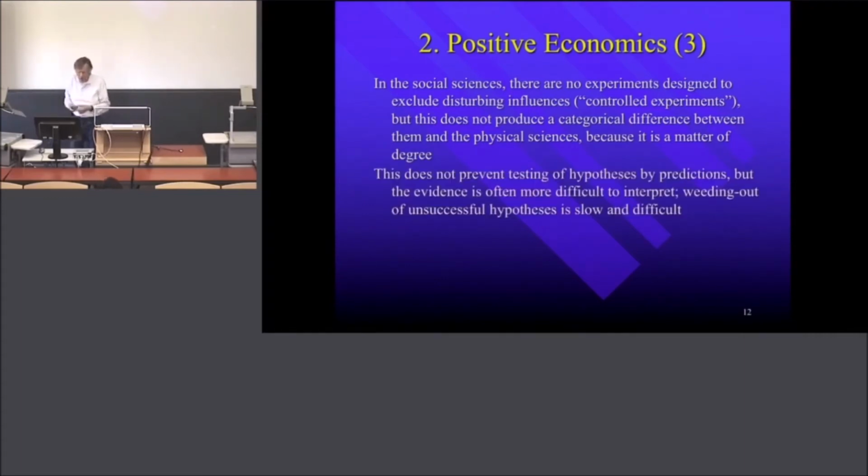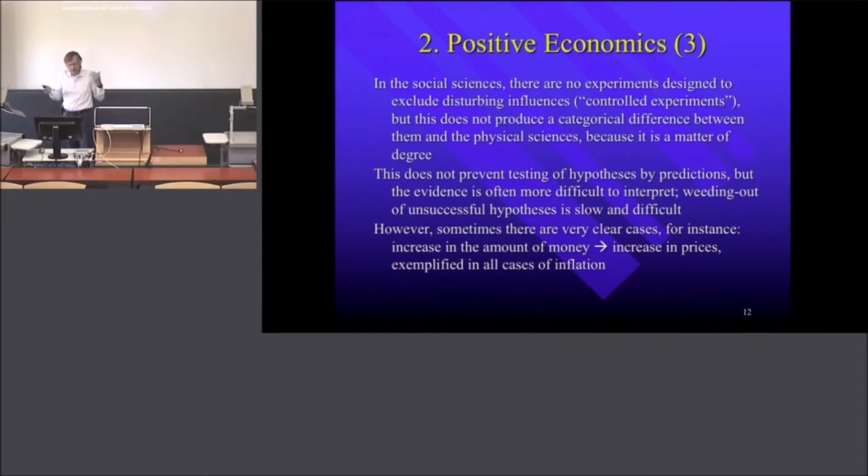And most importantly, this does not prevent testing of hypotheses by predictions, but the evidence is often more difficult to interpret, and weeding out of unsuccessful hypotheses is slow and difficult. So it's just more complicated in the social sciences, but it's not in principle different from the physical sciences. We are just in a more uncomfortable situation. The evidence can be interpreted differently, and there is more leeway concerning the interpretation than in the natural sciences. But again, it's not a matter of principle.